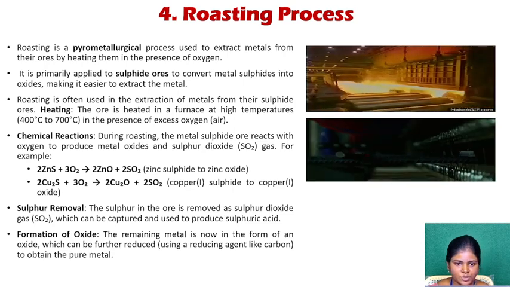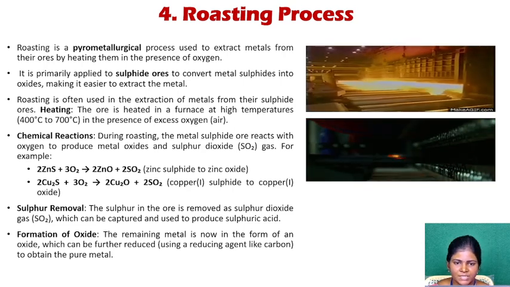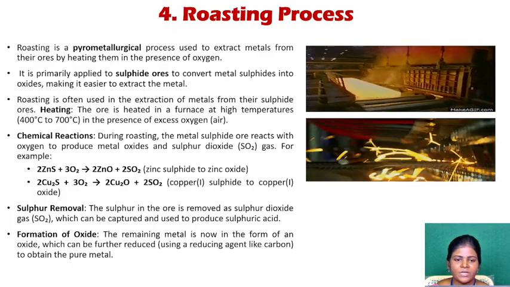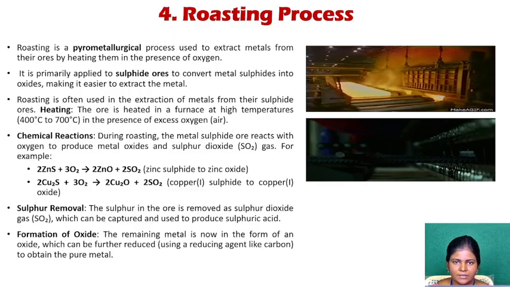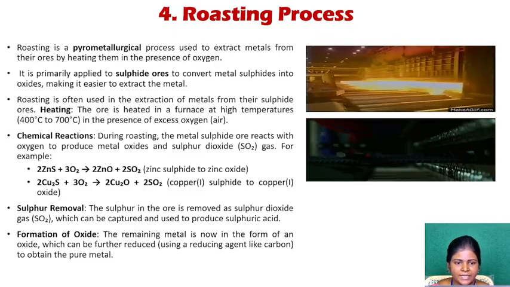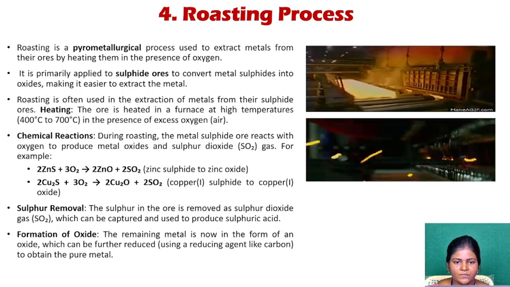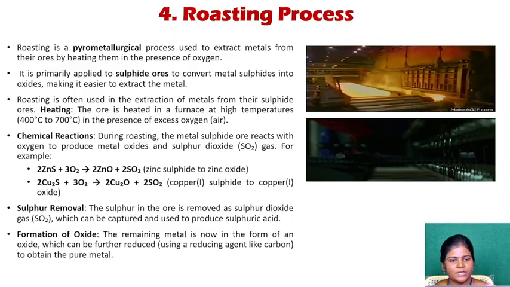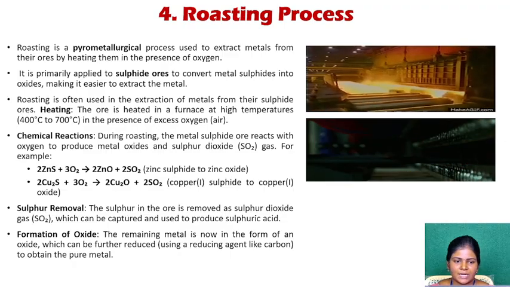Then the roasting process. The roasting process is a pyrometallurgical process used to extract metals from their ores by heating them in the presence of oxygen. So here we are going to heat the ore at a very high temperature. It is primarily applied to sulfide ores to convert metal sulfides into oxides. So here the sulfides are converted into oxides, making it easier to extract the metals.